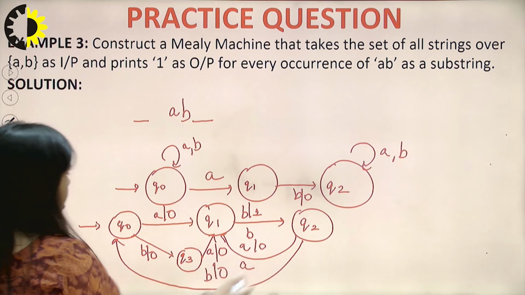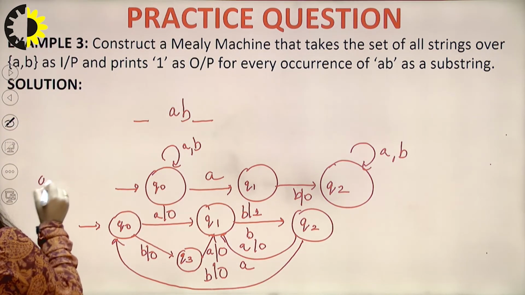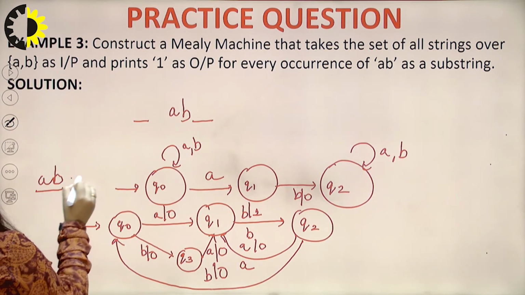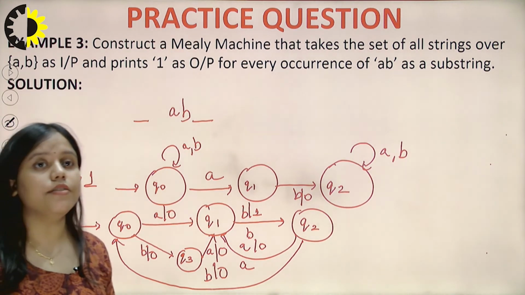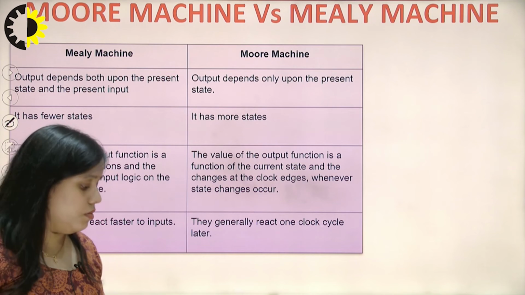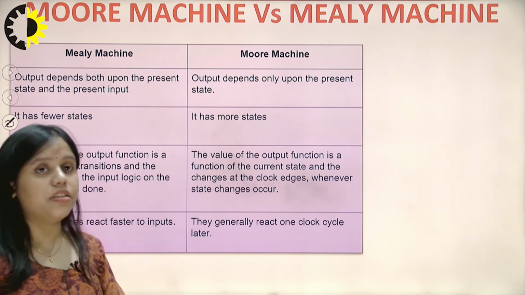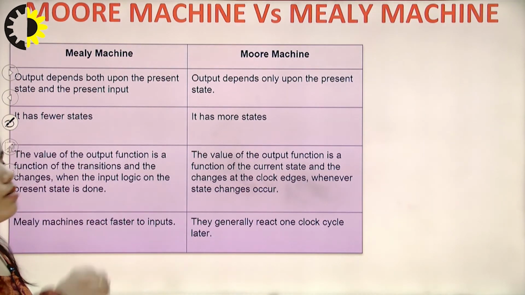Anywhere you go, wherever A, B has occurred, we have got 1 as output. Okay, so we'll talk about the differences between Mealy machine and Moore machine.